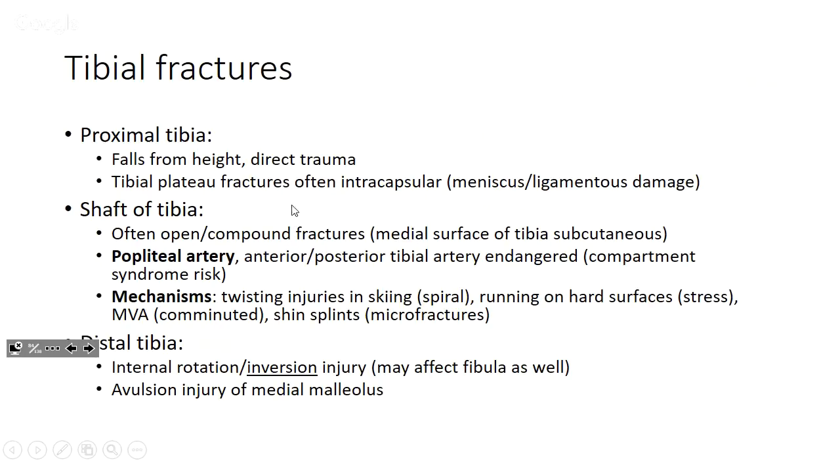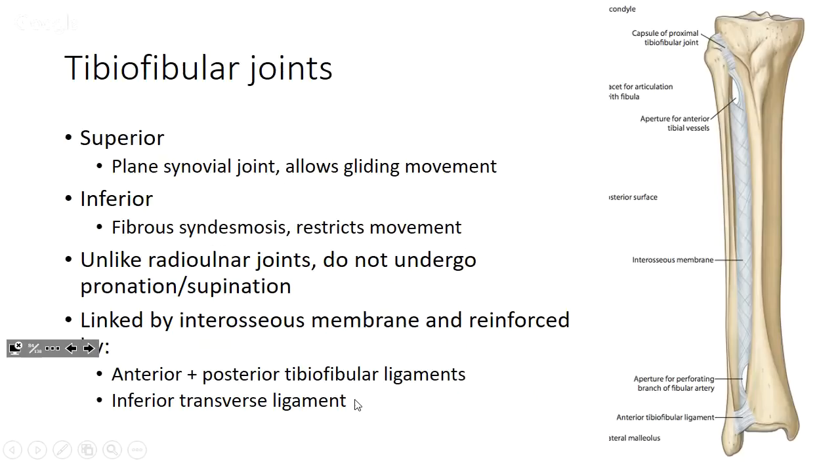Okay, regarding tibial fractures, the proximal tibia is typically damaged by falls from height. The shaft of the tibia, I think that's the important one to focus on. It damages the popliteal artery. And typically you can see here, it's often in skiing or running on hard surfaces or motor vehicle accidents. And the distal tibia is typically damaged through ankle sprains, so your inversion injuries. That can also lead to an avulsion injury of the medial malleolus, which is where the tendon attaches.